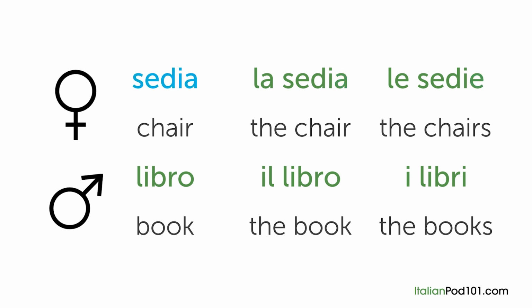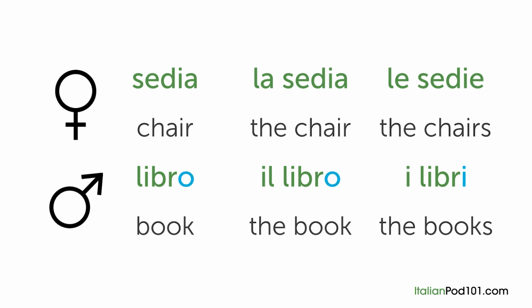For example, sedia, meaning chair, ends with an A, so it's feminine. La sedia. In the plural, le sedie. Libro, meaning book, ends with an O, so it's masculine. Il libro. And in the plural, i libri, ending with an I.